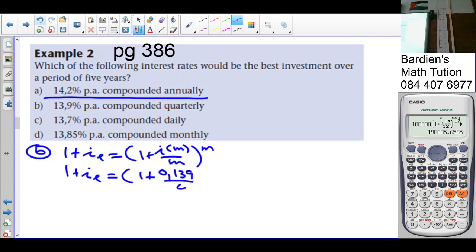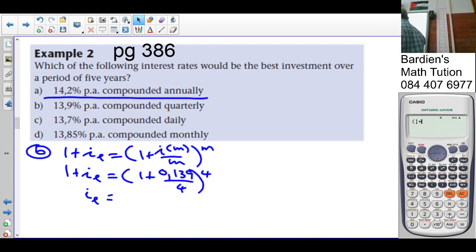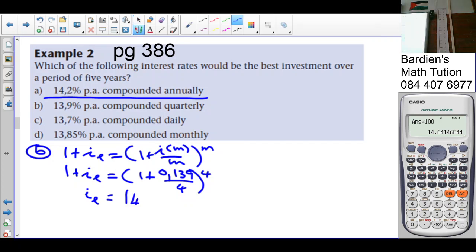So it's 1 plus i effective equals (1 plus 0,139 compounded quarterly, over 4) to the 4. So your i effective for B would be, open brackets, (1 plus 0,139 over 4) to the exponent 4, minus 1, times 100. So that gives you 14,64. Sorry, that was B.